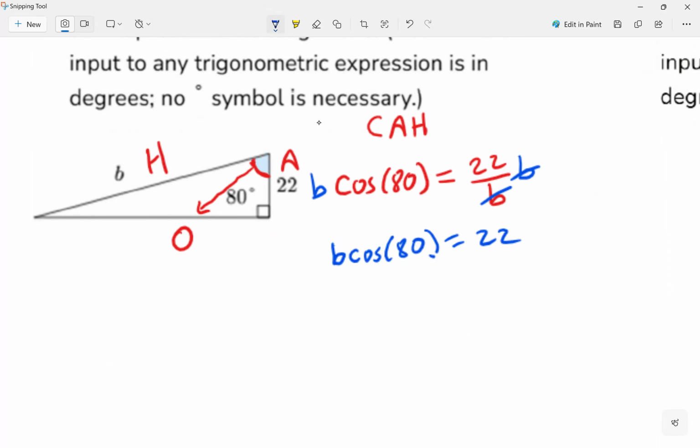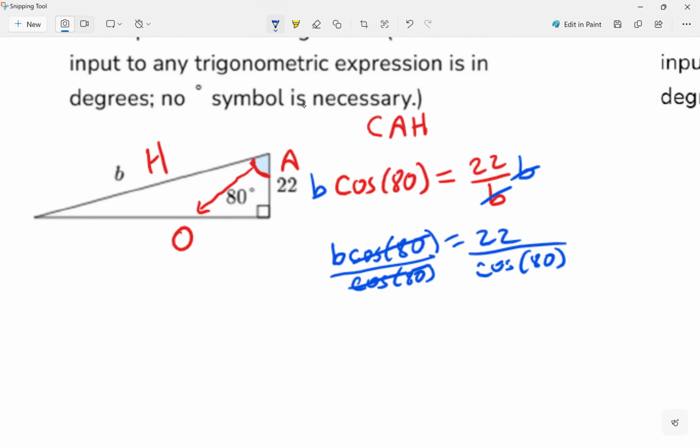Okay. What would I need to do to get b by itself? Well, let me divide all of this by cosine of 80. Now, when I'm talking about sine, cosine, tangent, cosine of 80 is the whole thing together. Don't divide both things by 80 and leave the cosine by itself. No, it's cosine of 80, it goes all or none.